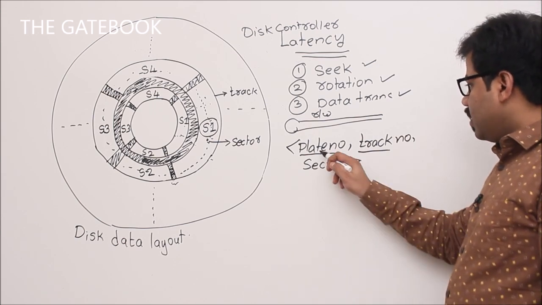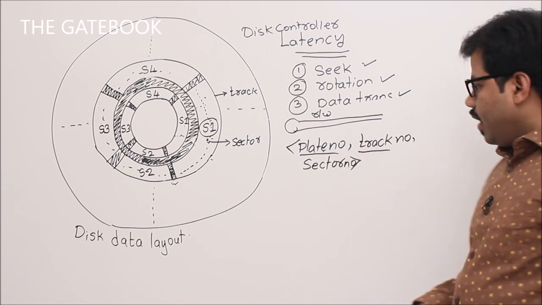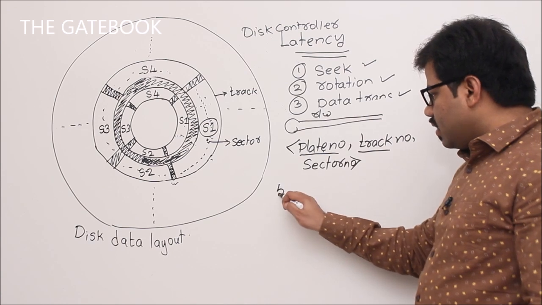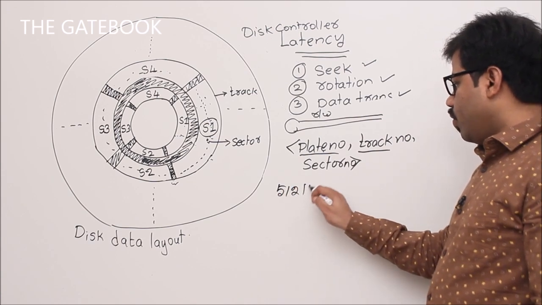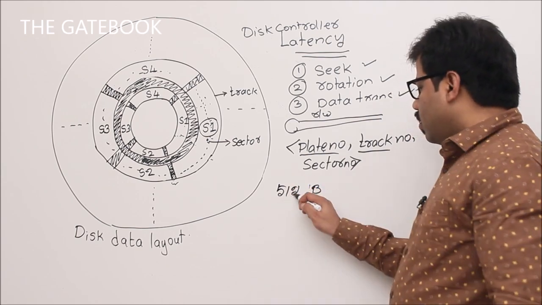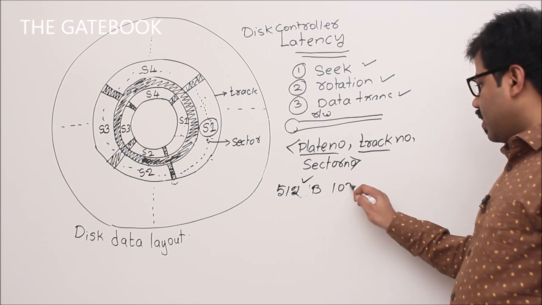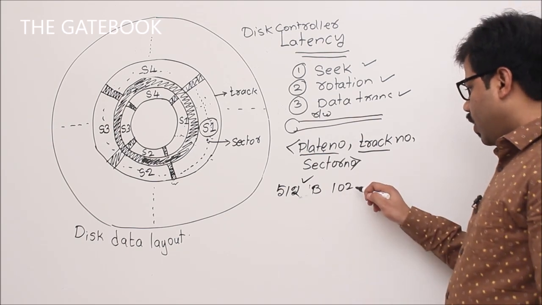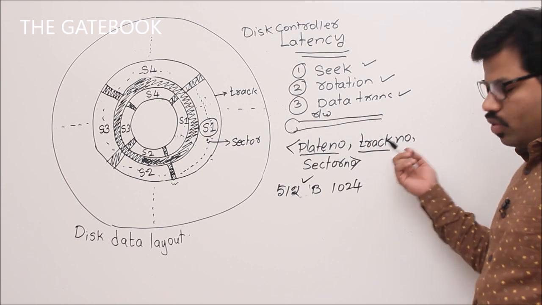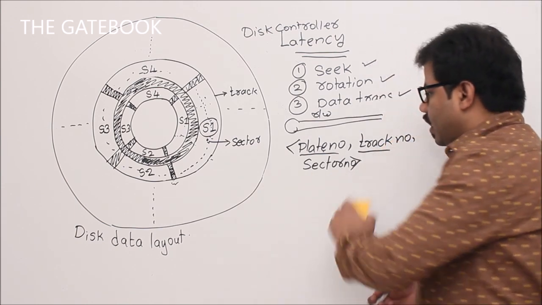Once you mention plate number, track number, sector number, we will be storing the data. Sector sizes are typically 512 bytes, sorry, not 512 kb. This will be the typical size, though it may vary depending on the machine. So 512 bytes, otherwise 1024, 2048, in that way. These are the typical sizes of any sector.